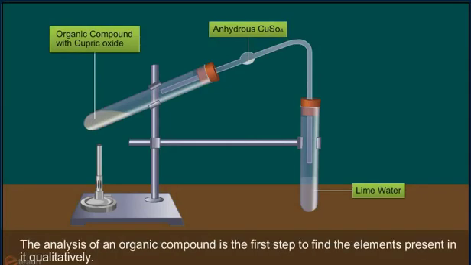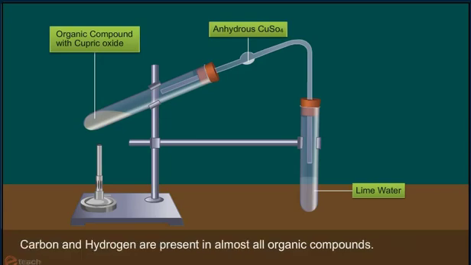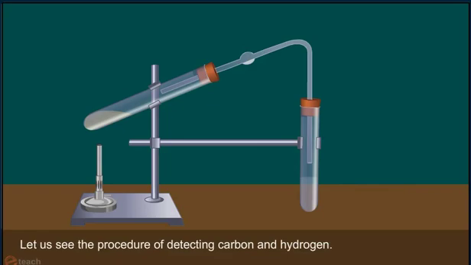The analysis of an organic compound is the first step to find the elements present in it. The detection of various elements present in an organic compound is called qualitative analysis. Carbon and hydrogen are present in almost all organic compounds. Let us see the procedure of detecting carbon and hydrogen.